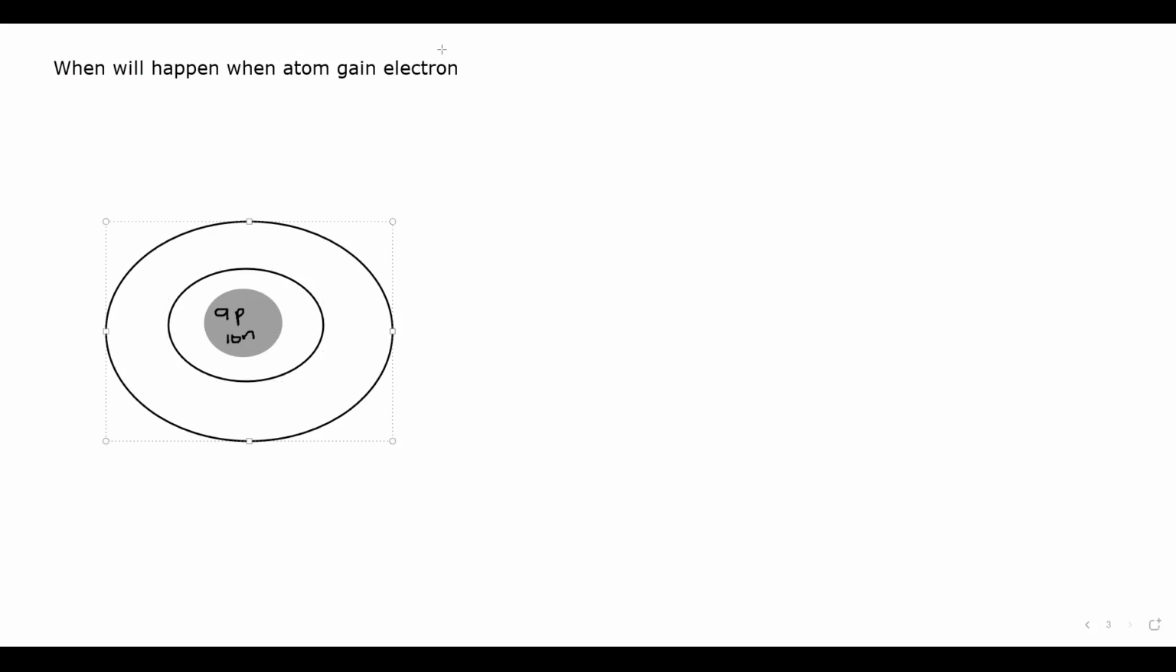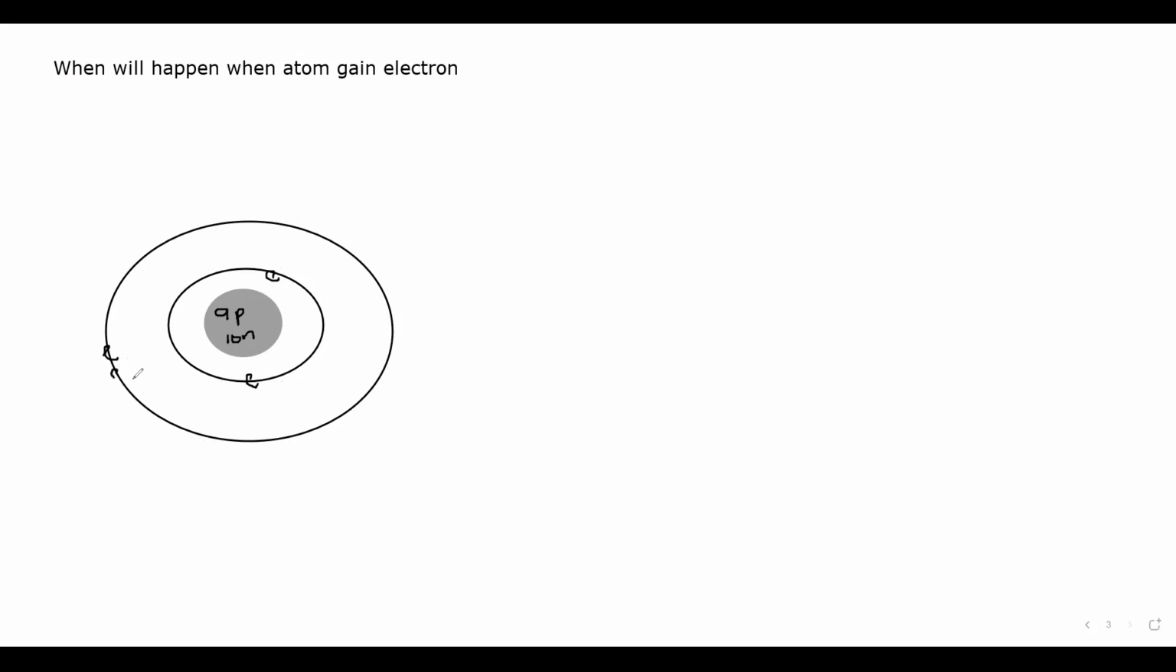So when it gains an electron, it will be negatively charged. Why will it be negatively charged? For example, you have an atom which has 9 protons, 10 neutrons, and 9 electrons.